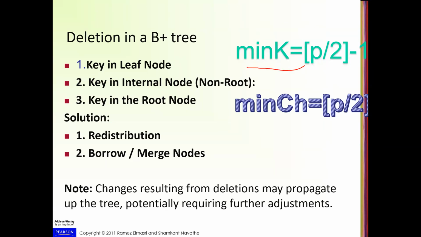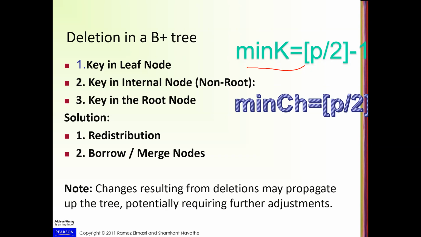We find out the minimum required keys inside a node with a formula: ceil of P divided by 2, minus 1. The order of the tree gives us the value of P. So if the order of the tree is 3, the minimum is ceil of 3 divided by 2, minus 1. So in this case, it is going to have one value as a minimum, and the maximum it can have is two values. 3 minus 1 is 2.